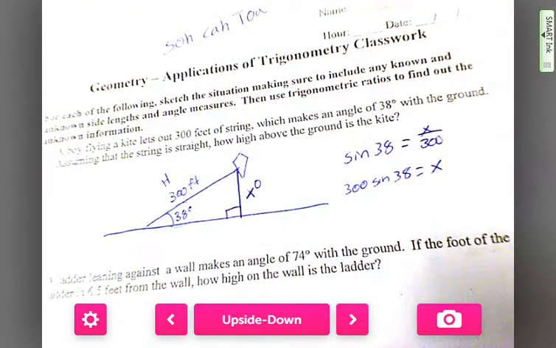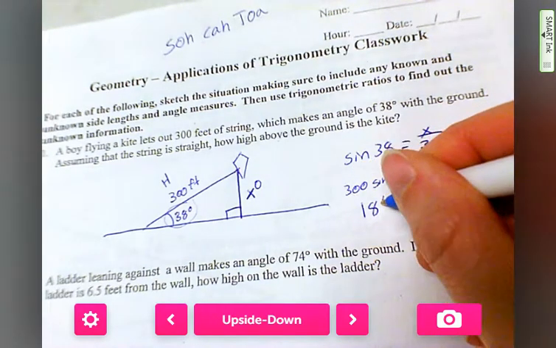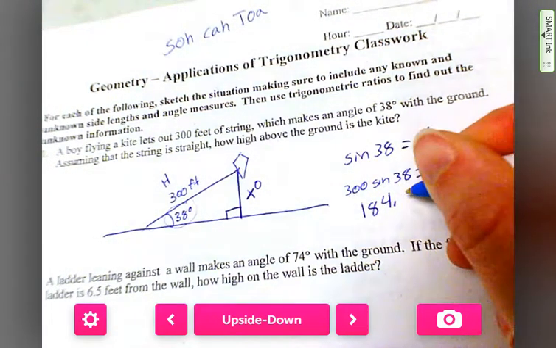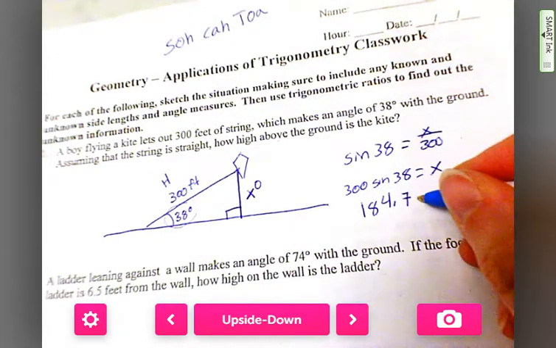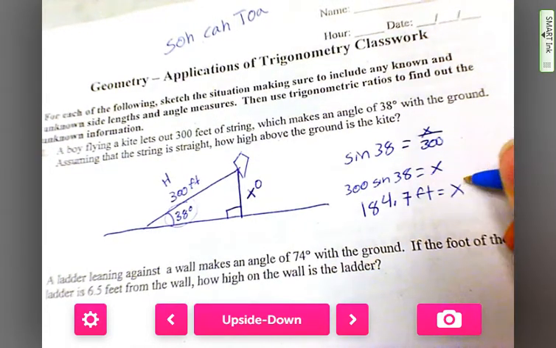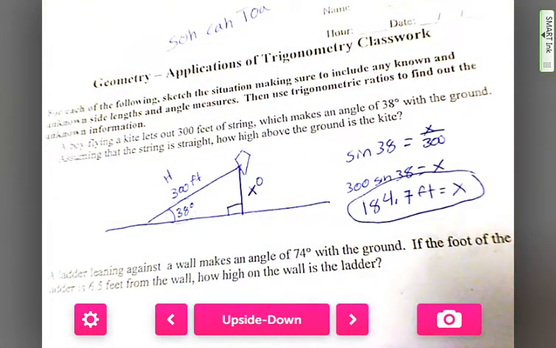So now I'm going to bring out my handy dandy calculator. And I'm going to go 300 trig button sine 38. And I get 184.7. I'm going to round up. Feet equals x. So it's 184.7 feet in the air.